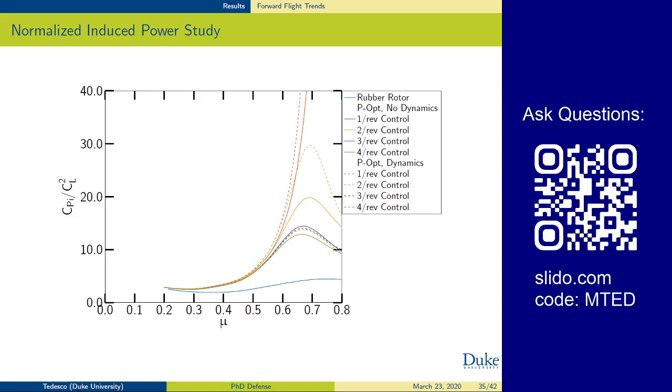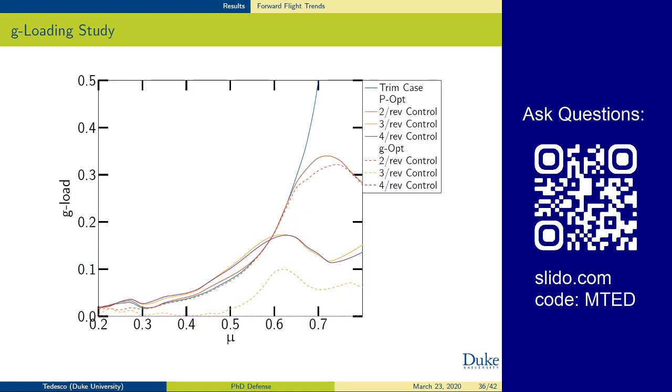We're actually going to see that a little bit on this next plot, which is looking at, once again, the forward flight velocities. But now we're looking at the G loading. This is the vibration of the rotor's hub. And we're seeing this for 2, 3, and 4 per rev control, power optimization, and vibration optimization. Looking first at the solid lines only, we notice that there is a significant difference between the orange curve here at 0.6, 0.7 versus the yellow and the purple curves.